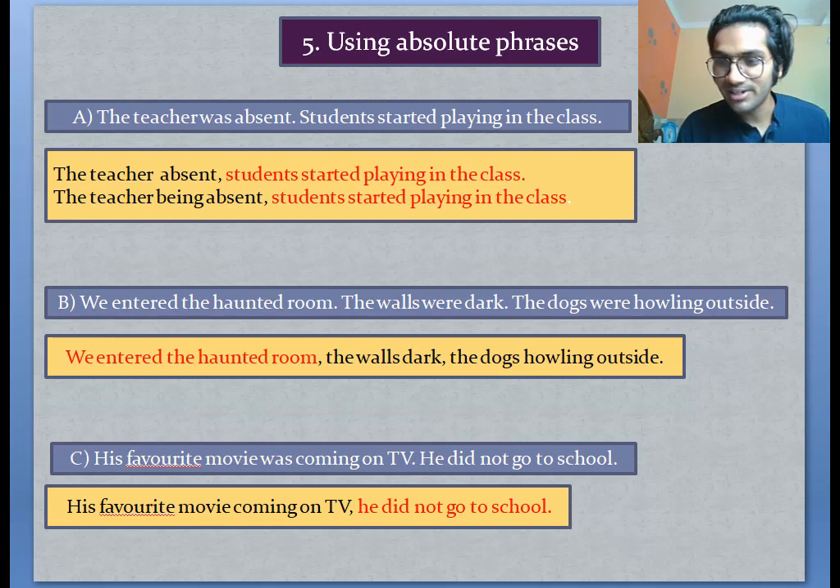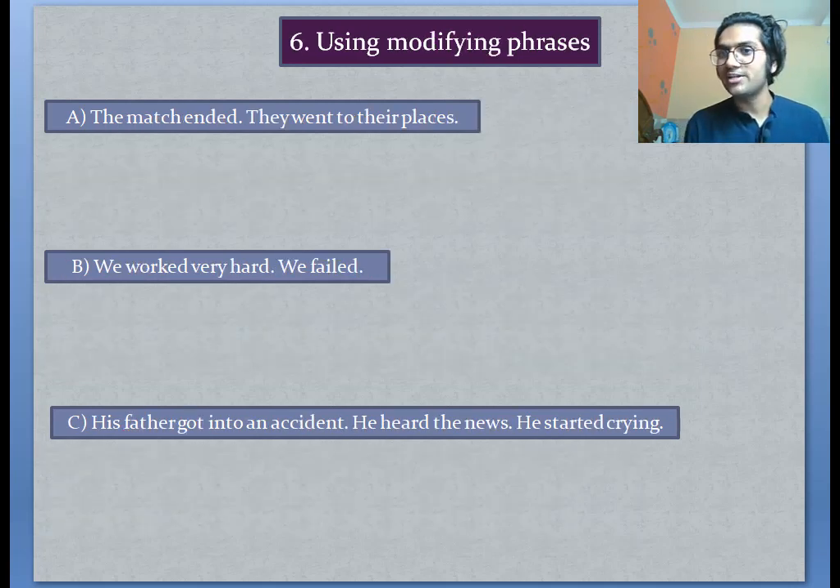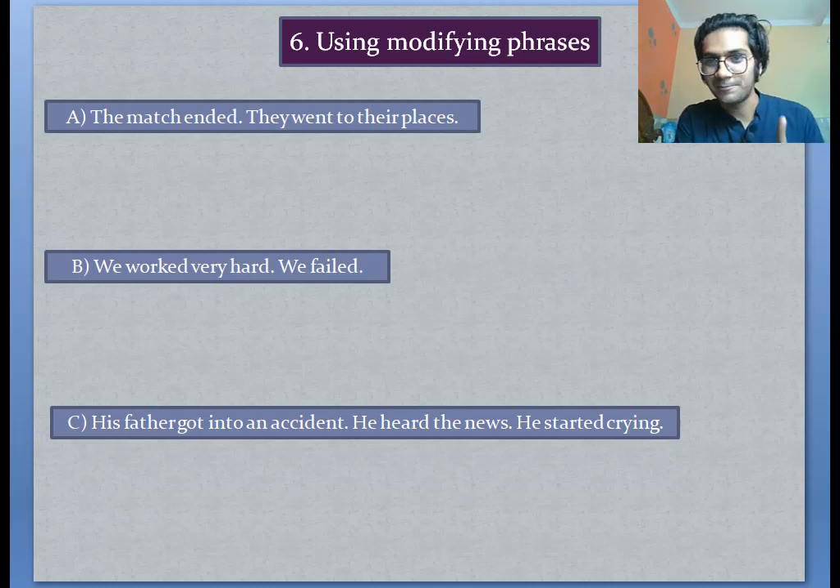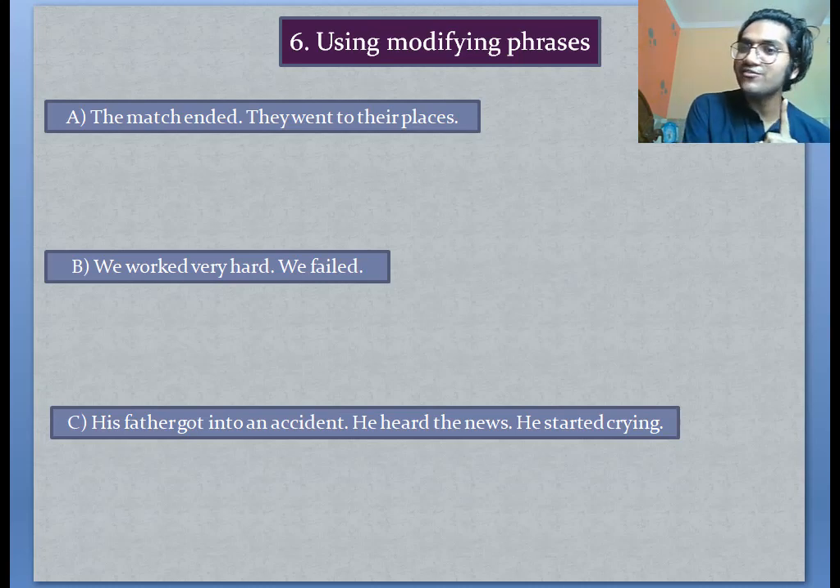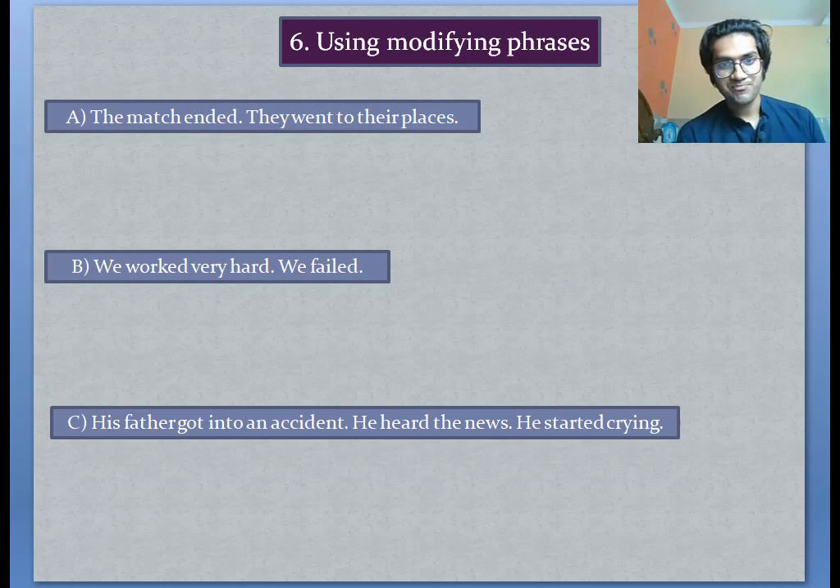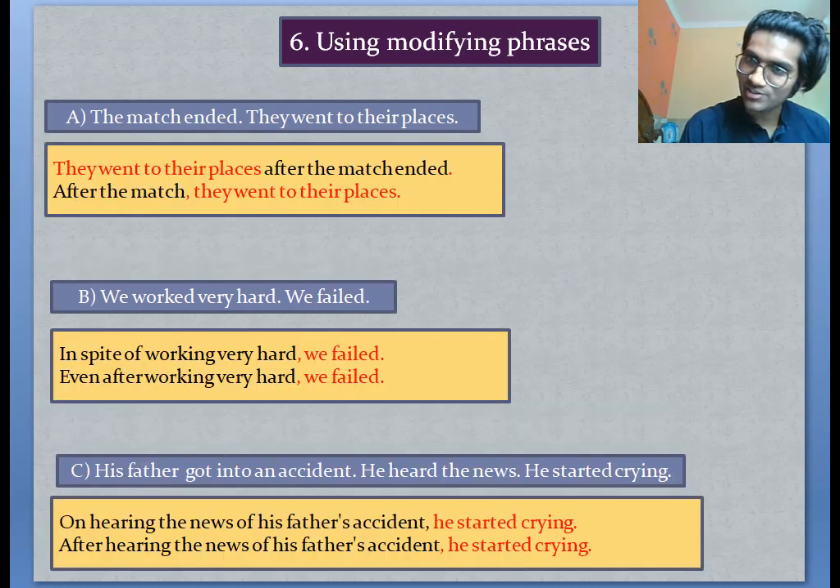So that is the fifth way to do it. The last way to change two or more sentences into one is using modifying phrases, phrases that modify something in a sentence. Look at these examples. The match ended, they went to their places. We worked very hard, we failed. His father got into an accident. He heard the news, he started crying. Let's change them into one sentence.